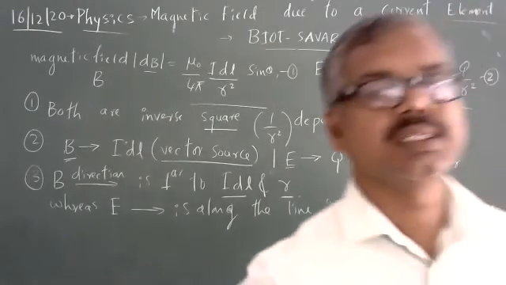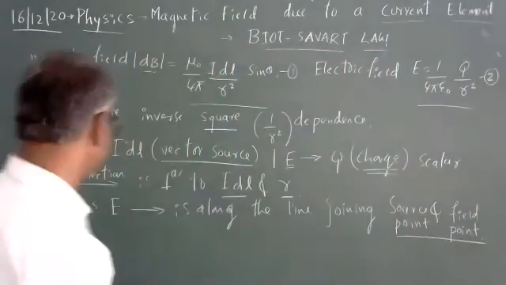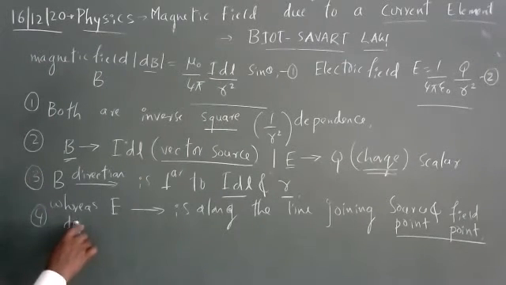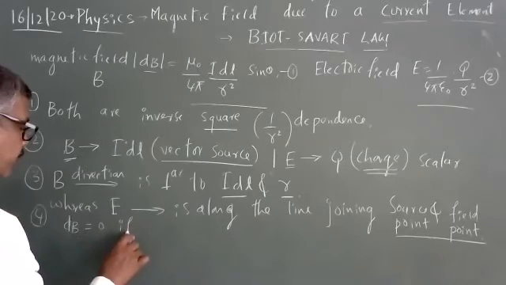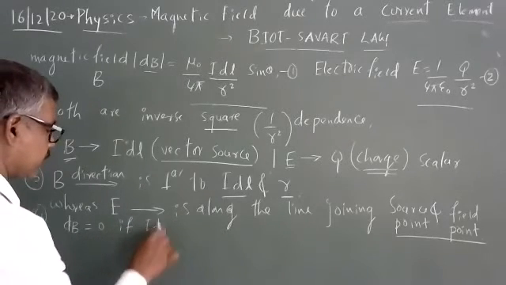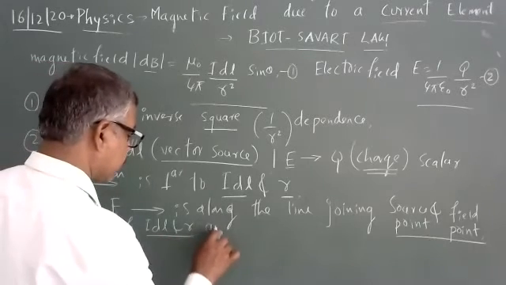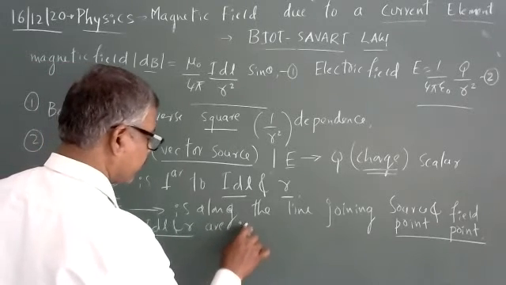The fourth point is the last. Of course, we noticed a small parameter: this magnetic field is 0 if I dl and r are in the same direction.